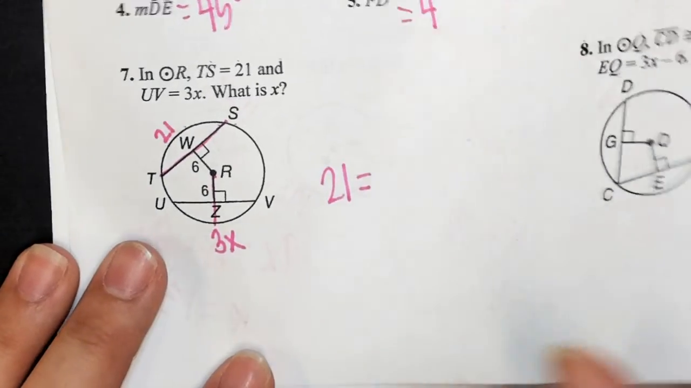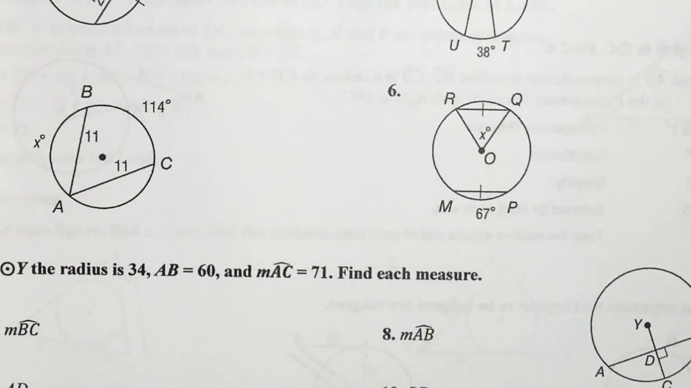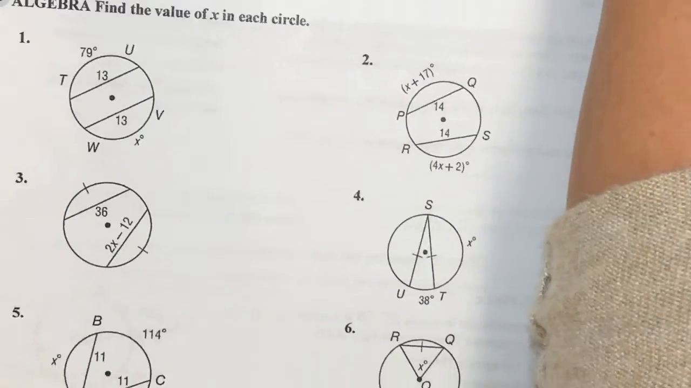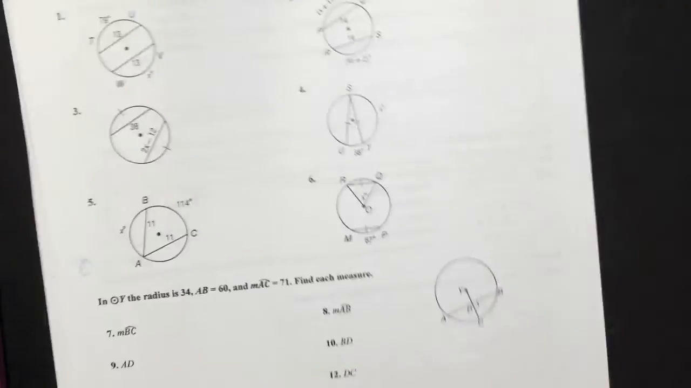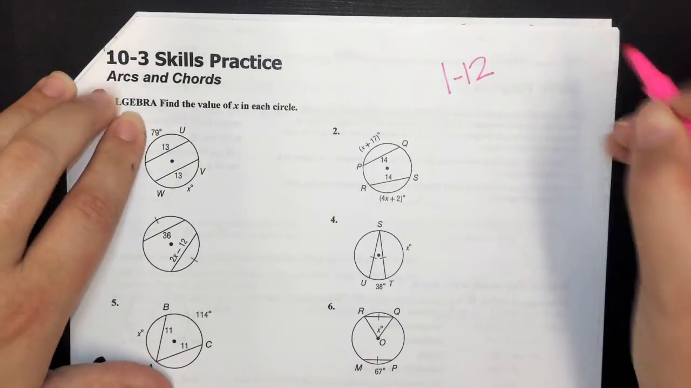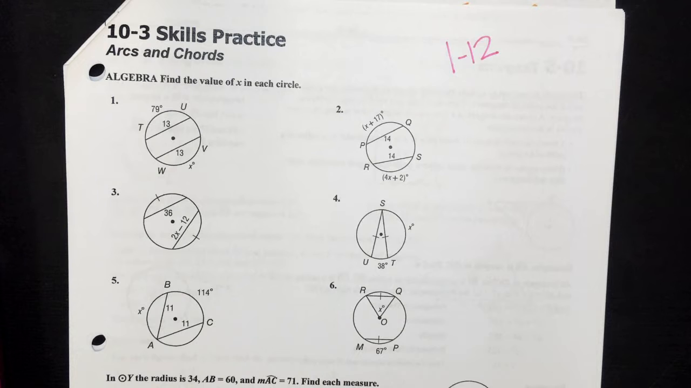Okay, let's come back to 13 and 14 tomorrow. What I want y'all to do right now, because we don't have that much longer, is finish 1 through 12 on 10.3. So what you're doing right now is 1 through 12 on 10.3. And we'll look at 13 and 14 tomorrow.